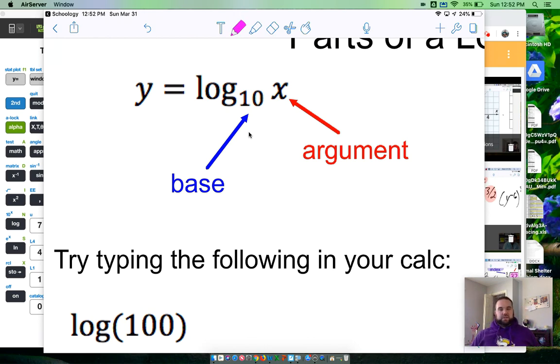I call it the argument. I think there are some other names for it as well, but that is either a variable or a number that comes right after the base. So the way you would read that is y equals log base 10. You actually use the word base to signify that you're talking about the base number.